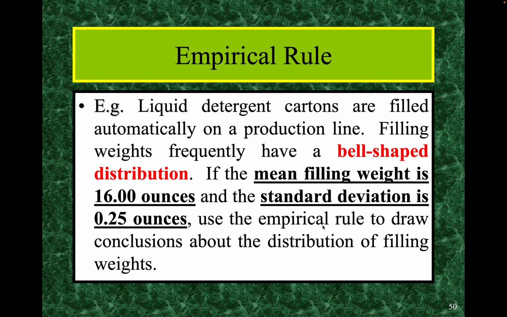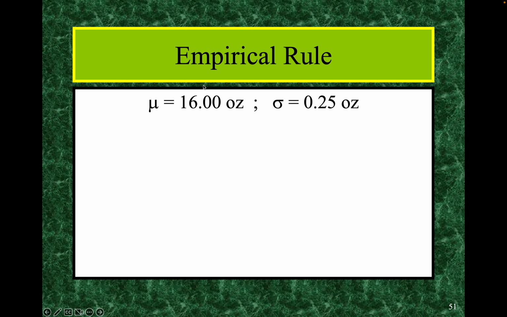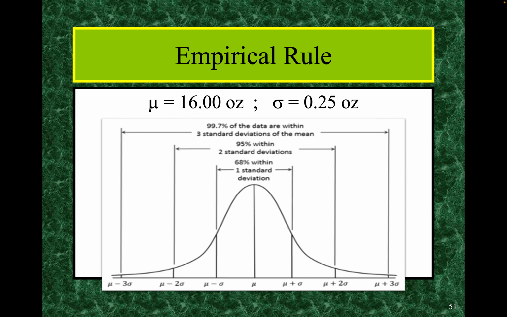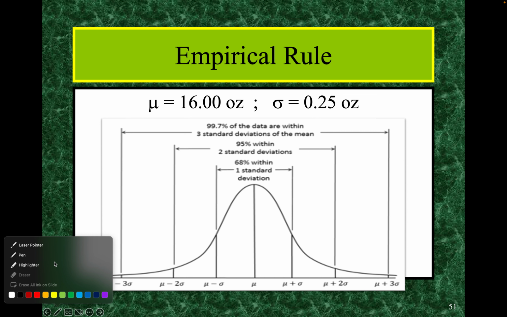Let's see an example. Liquid detergent cartons are filled automatically on a product line. Filling weights frequently have a bell-shaped distribution. If the mean filling weight is 16 ounces and the standard deviation is 0.25 ounces, use the empirical rule to draw conclusions about the distribution of filling weights. So say we have the mean as 16 and the standard deviation as 0.25 ounces. Right now, let's hide the units for easier communication.